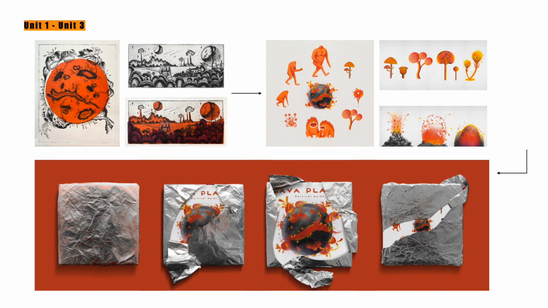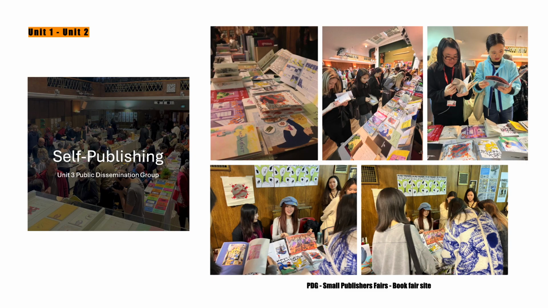Secondly, for the follow-up implementation of the major project, I chose to present the lava planet in the forms of a survival guide or an encyclopedia. And in the public dissemination group, I chose self-publishing as the production and dissemination method of my work. Finally, in the activity of PDJ self-publishing, I took the Lava Planet Survival Guide to the Small Publishers Book Fair and had a real communication and feedback with the audience of the project and the book, which gave me more experience and ideas for the development and extension of my future works.